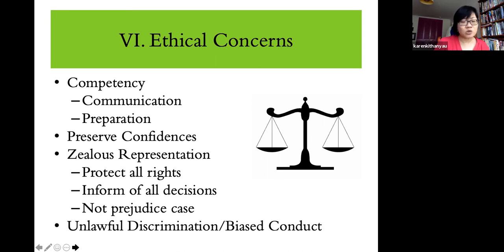And most of all, we certainly do not want to be accused of exhibiting biased conduct or committing unlawful discrimination based on national origin.